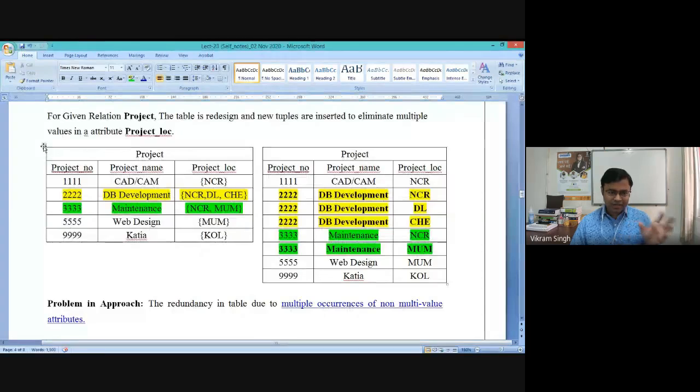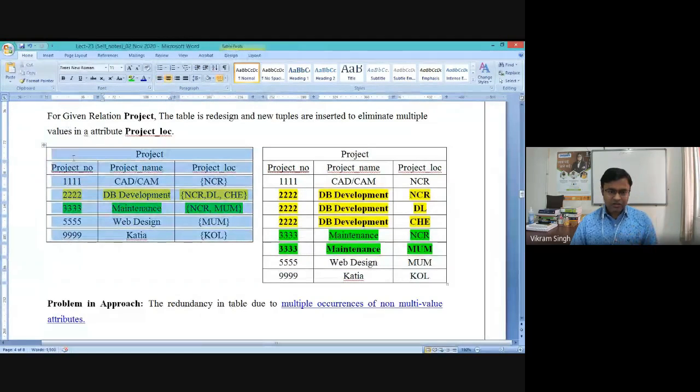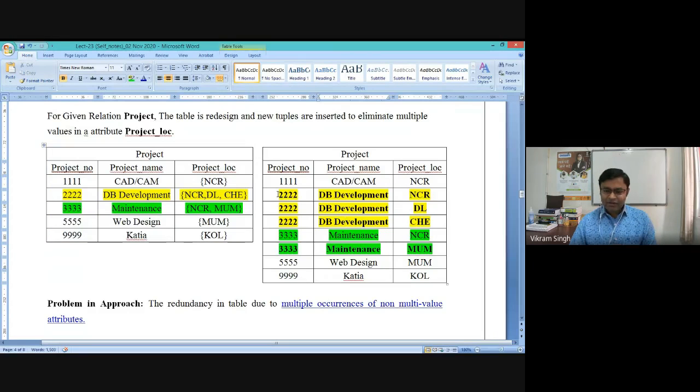So this is your original relation. Now, based on the second approach, we have simply split it. You can see that for 2 to 2, these 3 rows have been created. Just because we have three different project locations, we have created 3 different tuples. So we have this kind of arrangement as a second solution. Now, the possible limitation of this approach is that we have these repeated, redundant copies created.